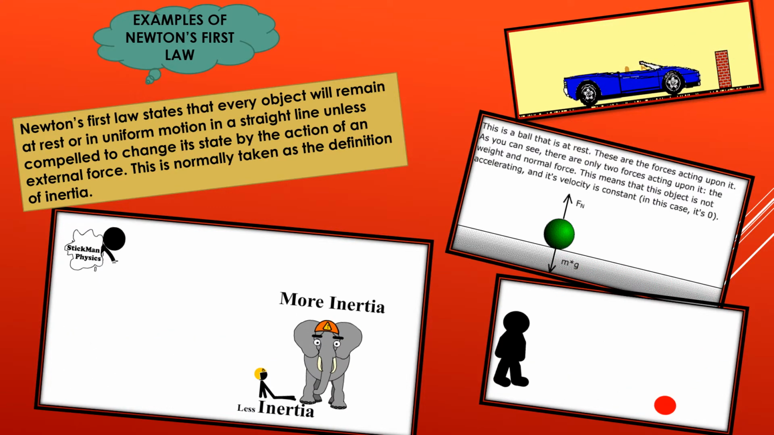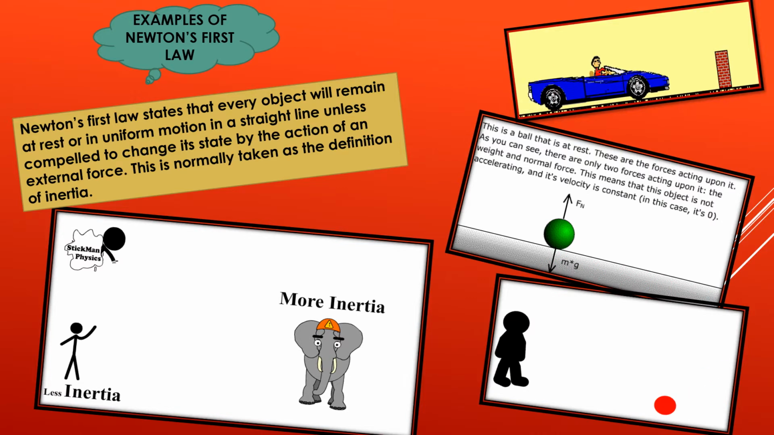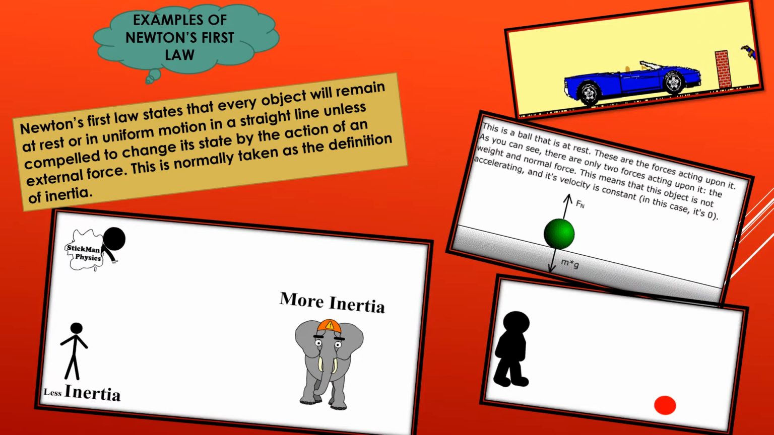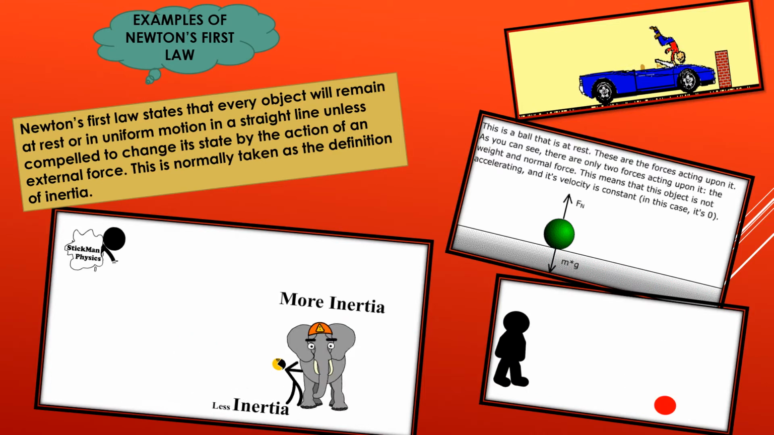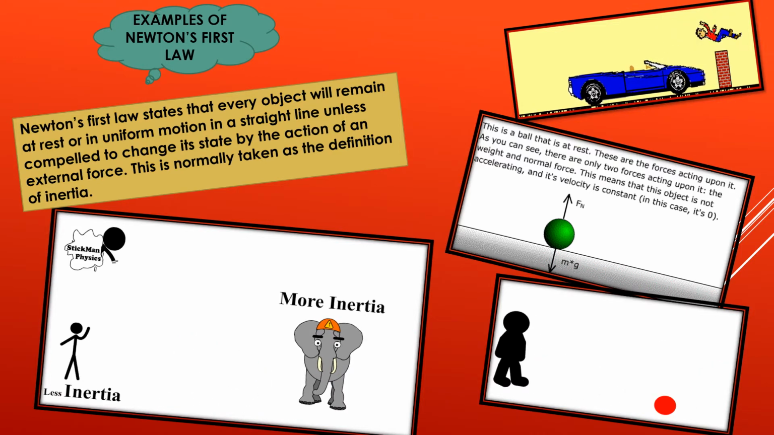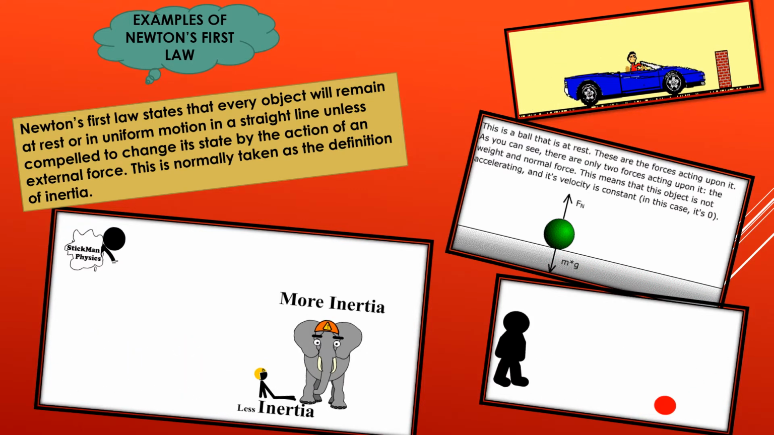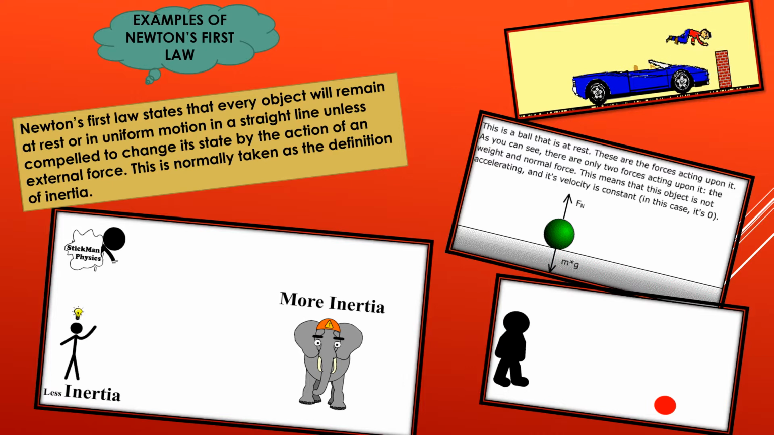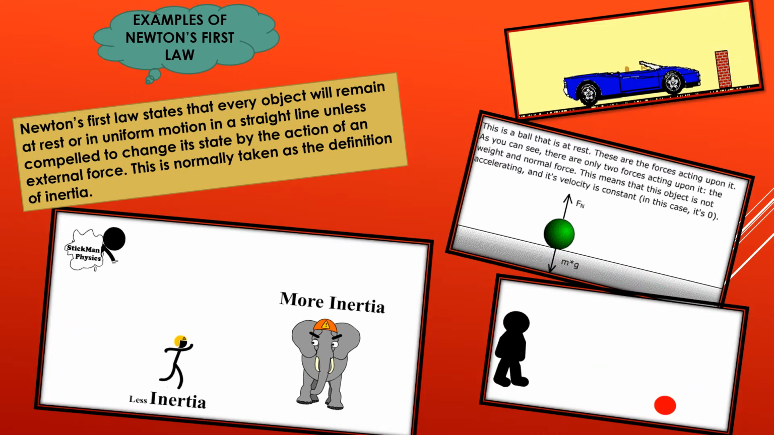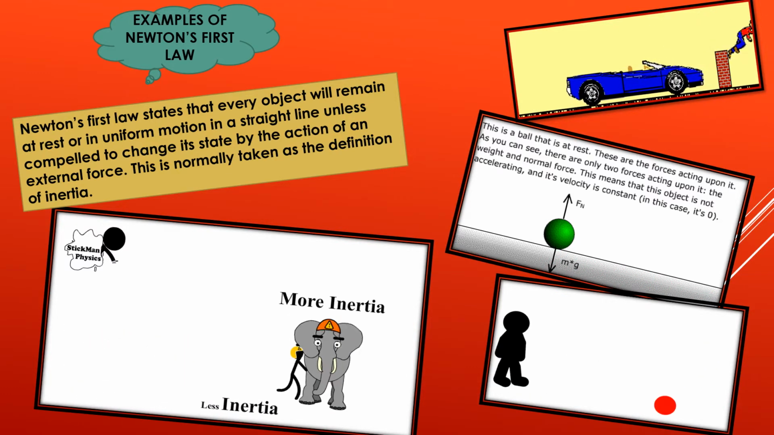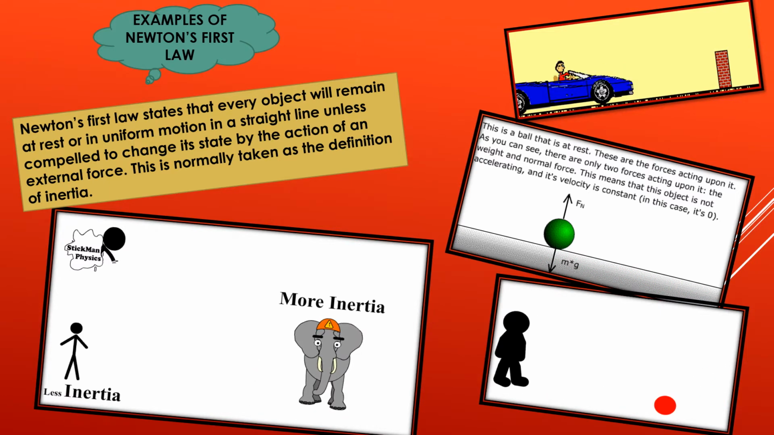This is a ball that is at rest. These are the forces acting upon it. As you can see, there are only two forces acting upon it, the weight and the normal force. This means that this object is not accelerating and its velocity is constant. In this case, its velocity is 0. This is the ball, this is the weight in the downward direction, and this is another force in the upward direction. No extra force is applied. That's why its position is stationary and its initial velocity is 0.